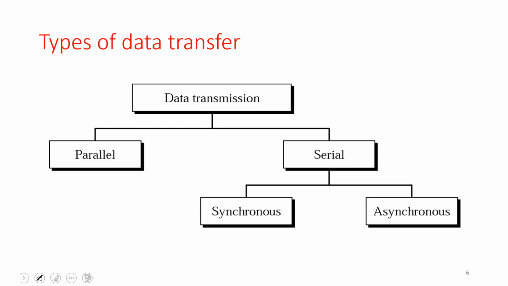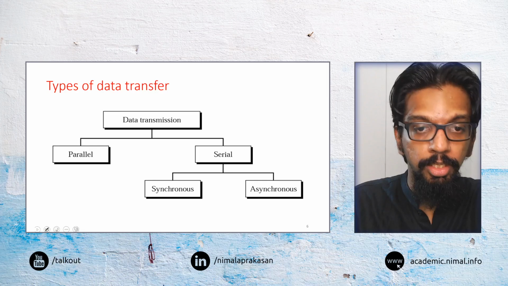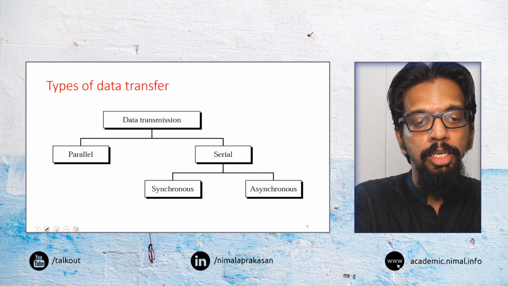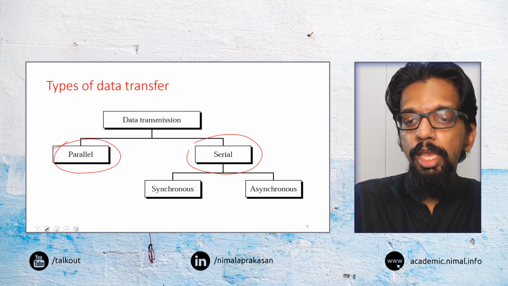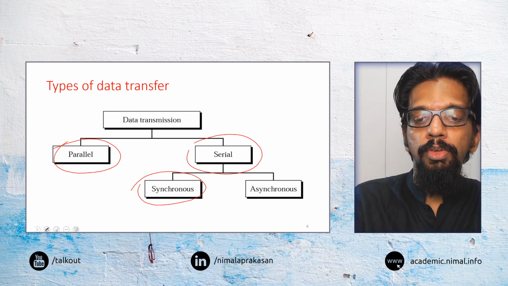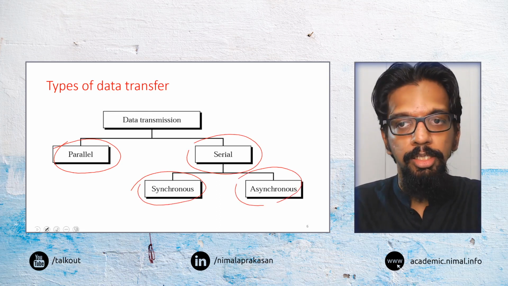So based on this, we can categorize the type of data transmission that we may have, as shown in this diagram. What we will have is, we can initially categorize things as parallel and serial. Then within serial we will have the asynchronous and synchronous parts.